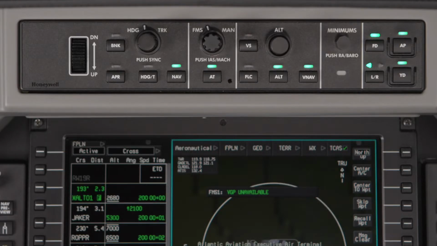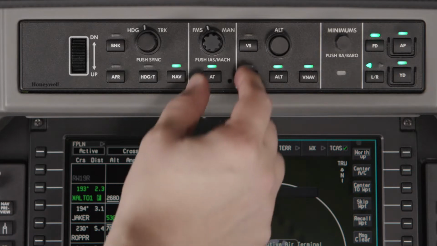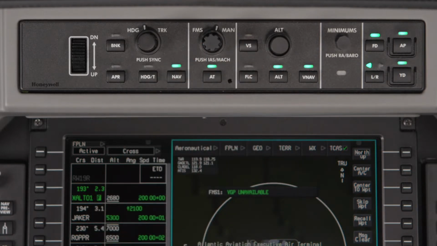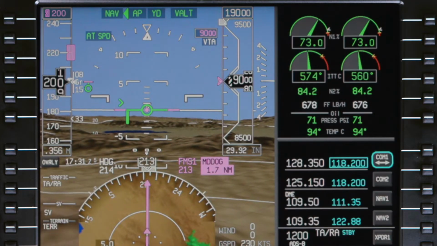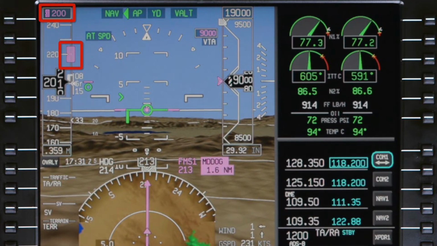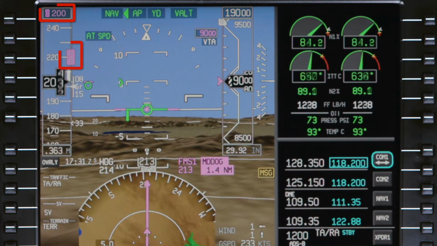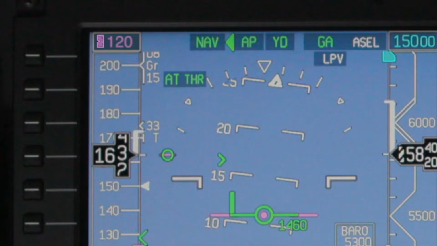At any time, the pilot can select a manual target speed by rotating the FMS manual knob to manual. If a manual speed is selected, the speed bug is displayed on the airspeed tape. However, the FMS speed target is displayed using a white arrow. This way, the pilot always knows what speed the FMS will target if FMS speed mode is selected.